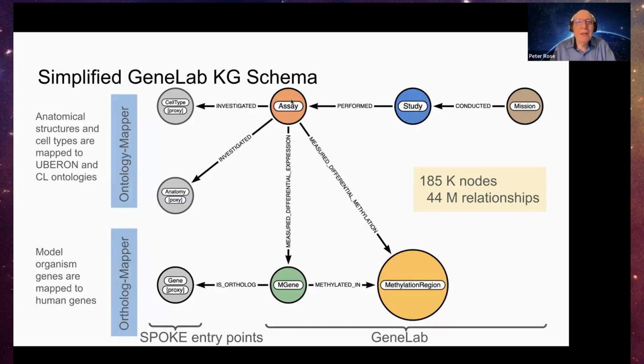Then we map which kind of anatomical structures or cell types were involved in this assay. So we have an ontology mapper that maps the cell types and anatomy onto the operon or the cell ontology. So we have a common framework that we can use to integrate with other knowledge graphs, for example, SPOKE. And then for the model organism genes, we map them to the human orthologs, and we have an ortholog mapper application that does that. So we can basically take the data from the model organism and apply that to human health.